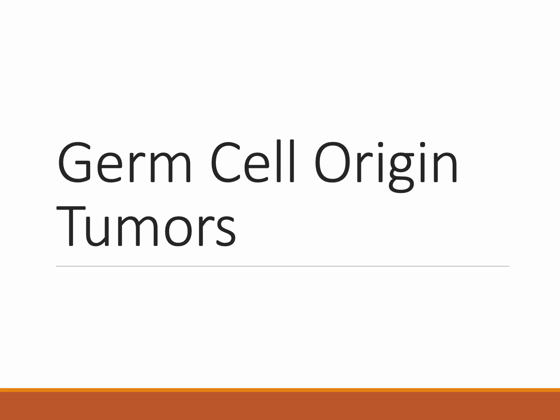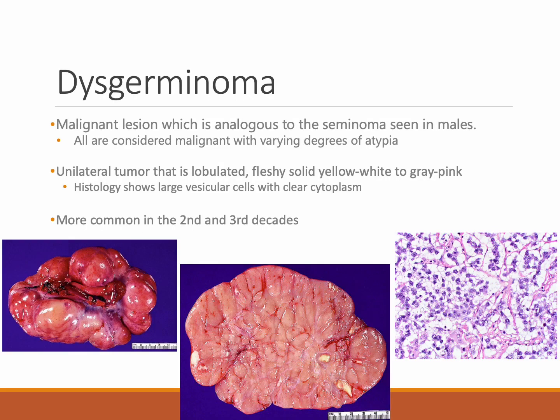Okay, let's talk about germ cell tumors. So these are tumors that are actually going to be very similar to tumors found in the male reproductive tract. So the first is dysgerminoma. This is an analog to the seminomas found in males. Now, you'll talk about this in male repro with lectures coming up. So we'll give the basics for the dysgerminomas.